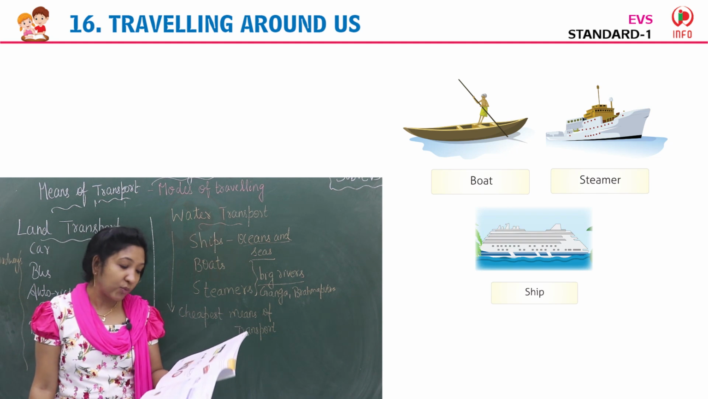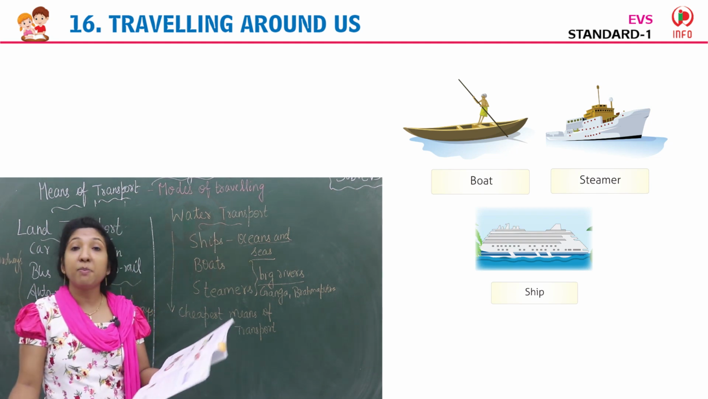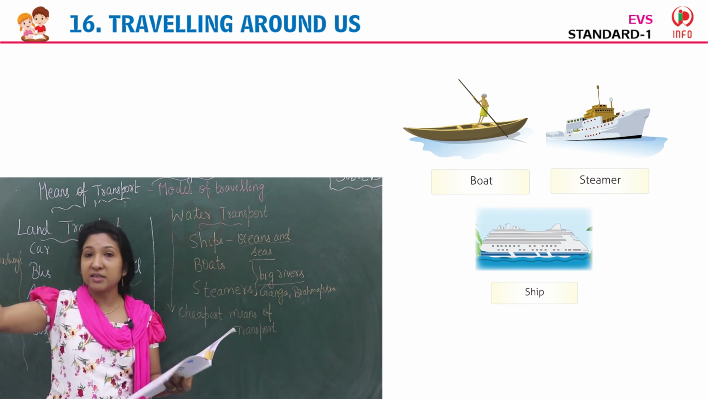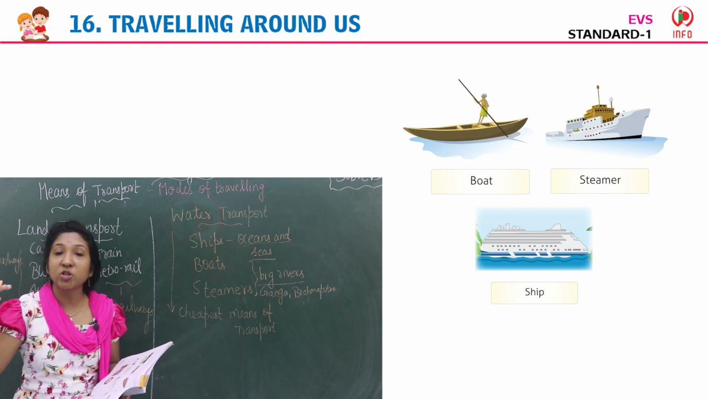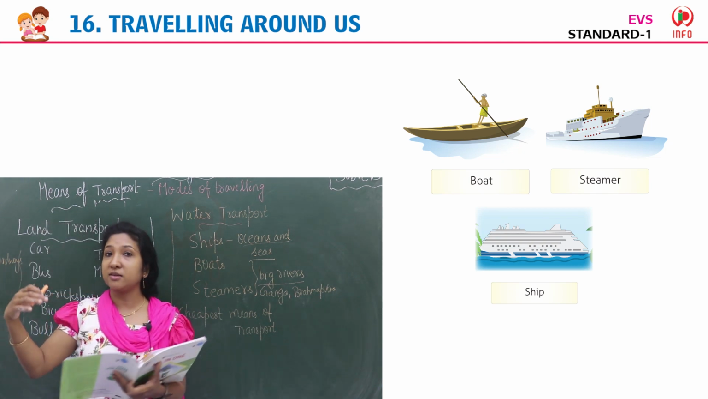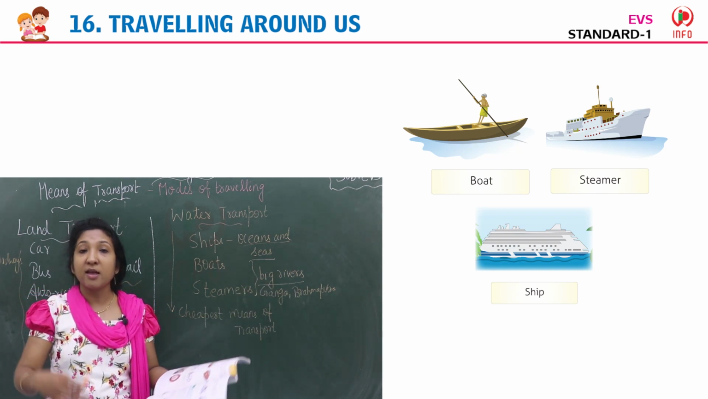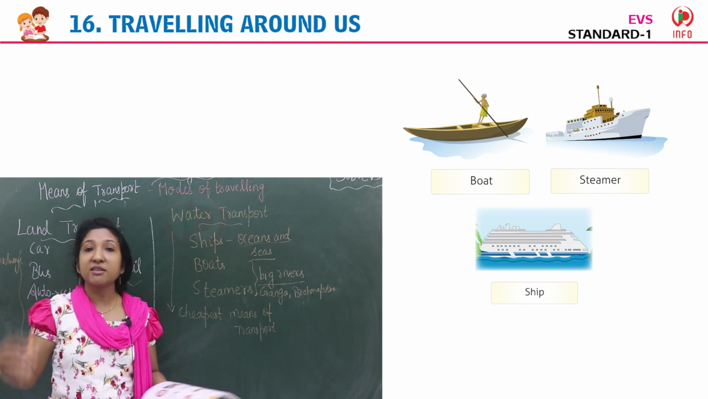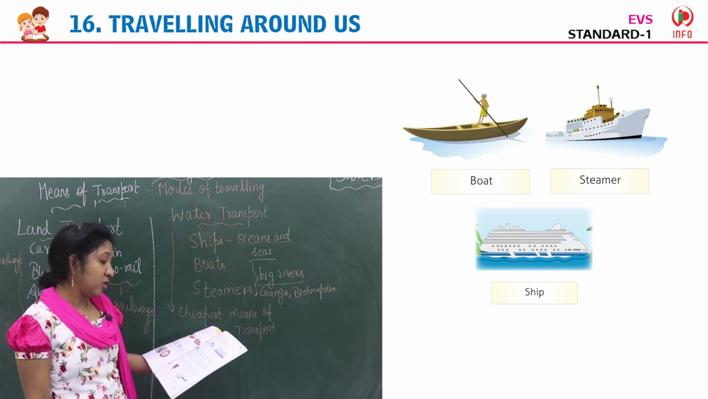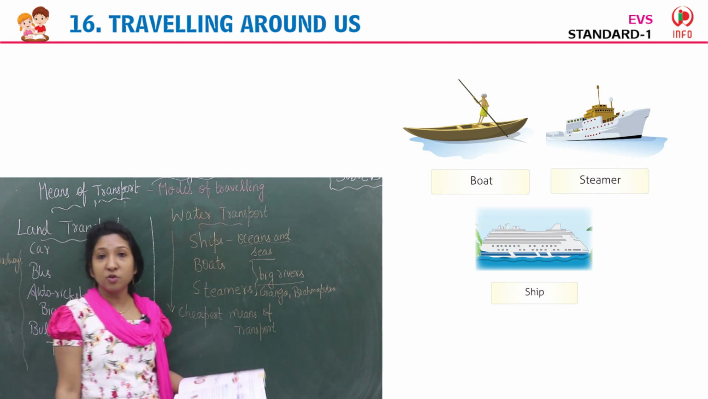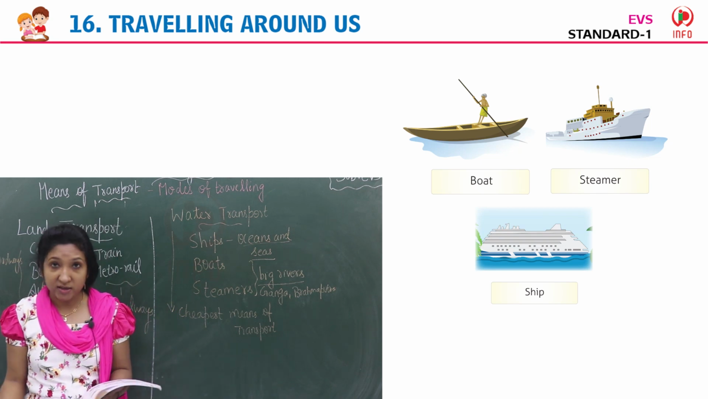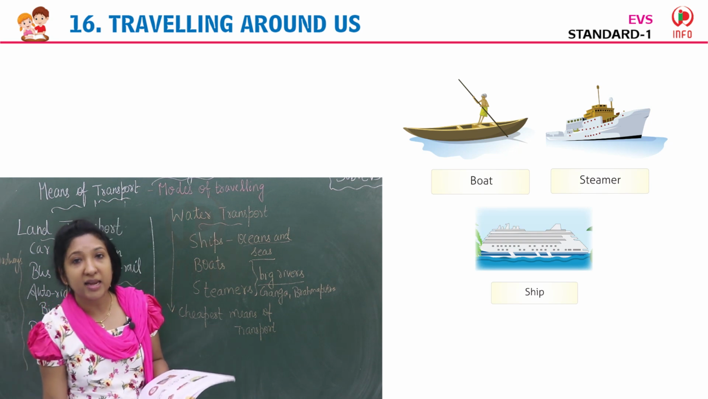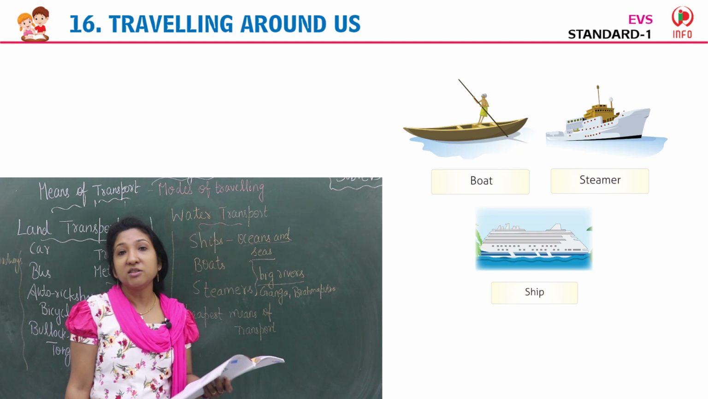Water transport is the very cheap way to transport bulky goods, means large, heavy goods over long distance. So some ships, the cargo ships, carry only goods, heavy loads, from one place to another over long distance. So there are water transport that carry heavy goods, bulky goods, and there are water transport that carry both people and goods from one place to another. Yes, so that's about water transport.